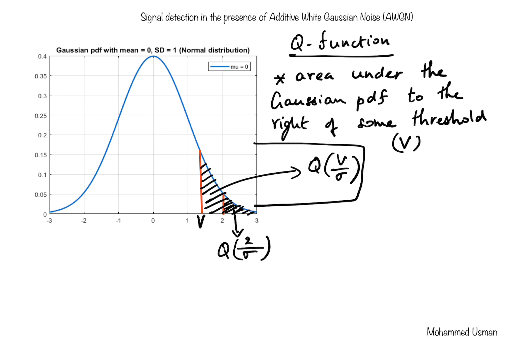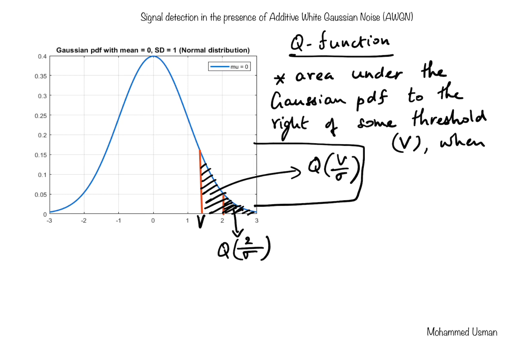So you should have an idea as to what the Q function means. We can compute the area either by integrating under the Gaussian PDF, but since it's such a standard function, we have these values available as a table, so we are going to use the table to check out the values for the Q function and use it in our calculations. The Q function is the area under the Gaussian PDF to the right of some threshold, which we denote as V, given that the Gaussian PDF is centered on 0.